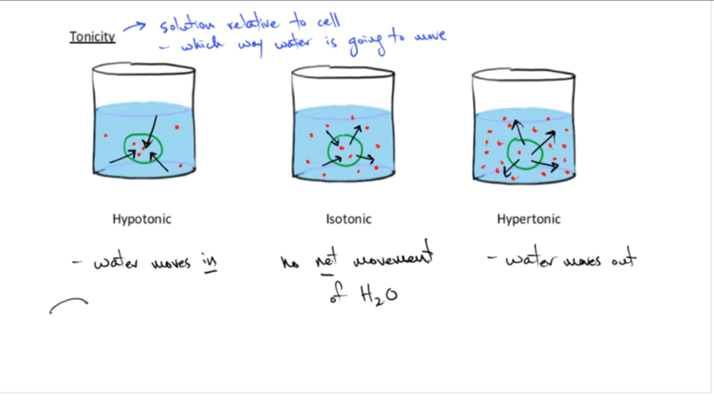The consequences for the cell in a hypotonic solution over here, if water is moving in, let's say the cell has no cell wall like an animal cell, if enough water moves in, then the cell is actually just going to burst, and we call that lysis.